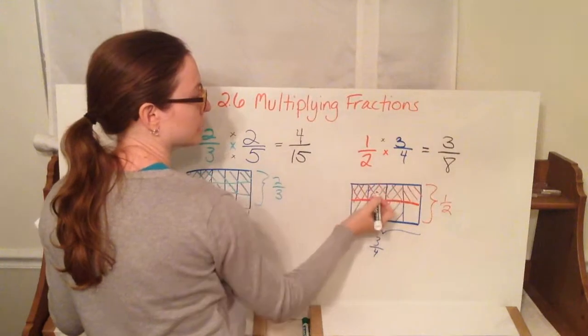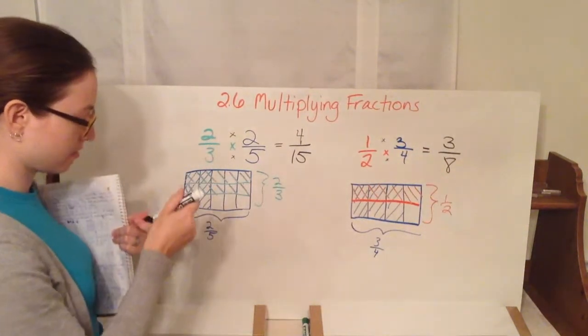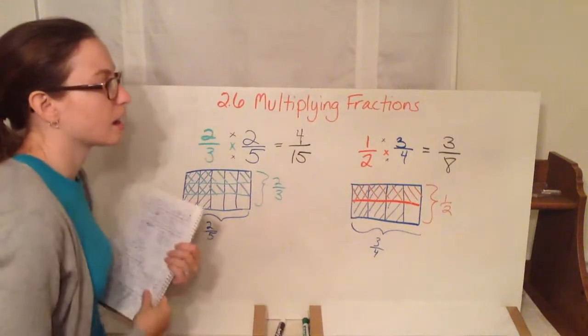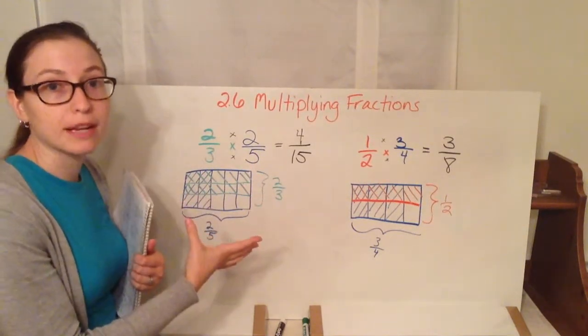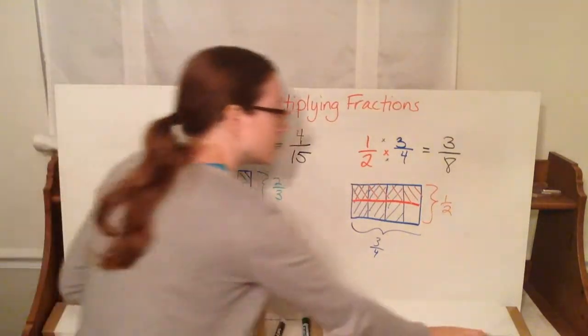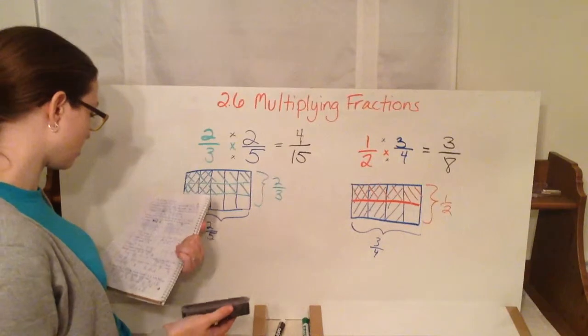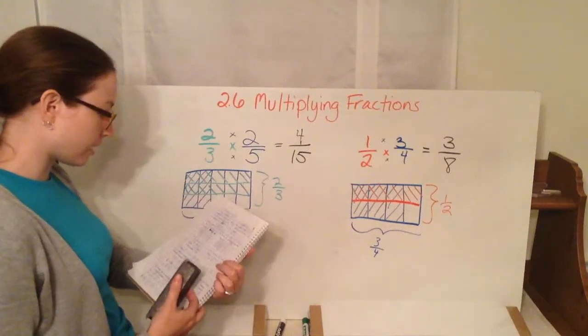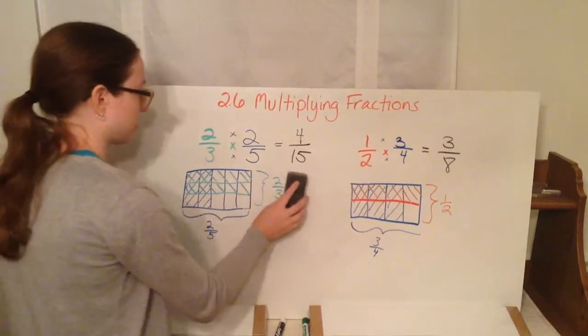1 times 3 is 3. 2 times 4 is 8. Very important, but not overly difficult. We don't need common denominators, so that's kind of nice. These are a little easier than adding and subtracting. Now that you know what the pattern is and how to do these, we'll do a few examples.